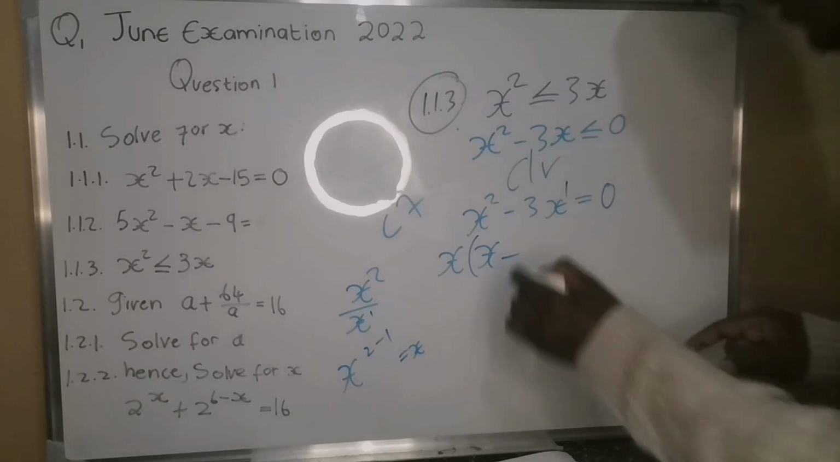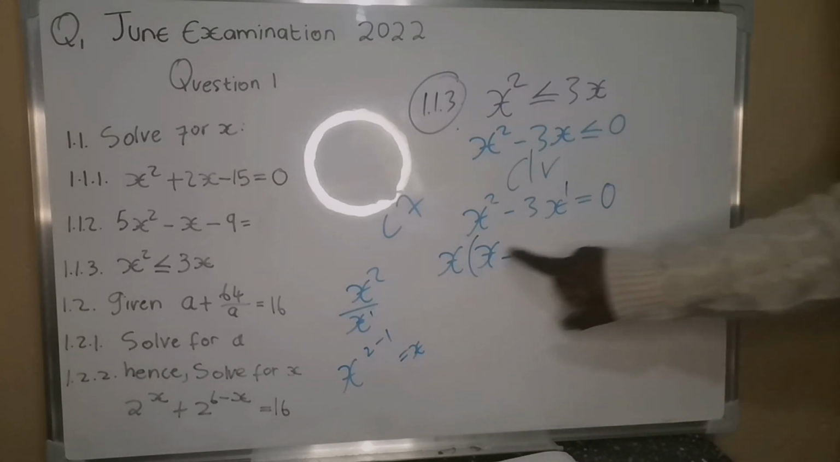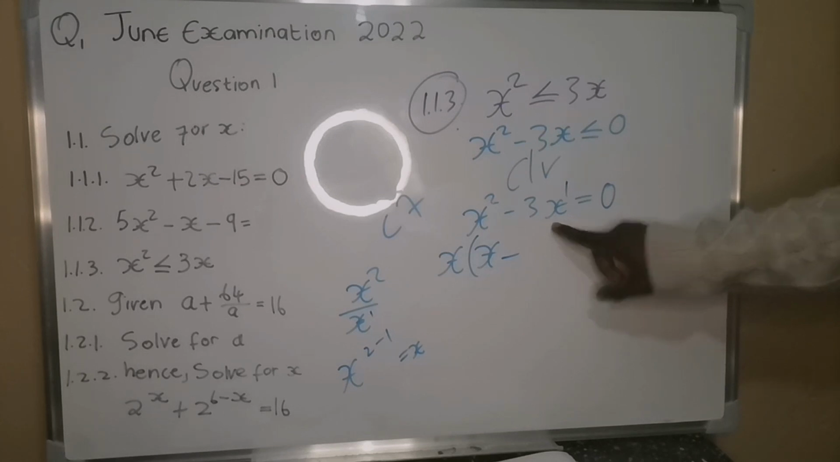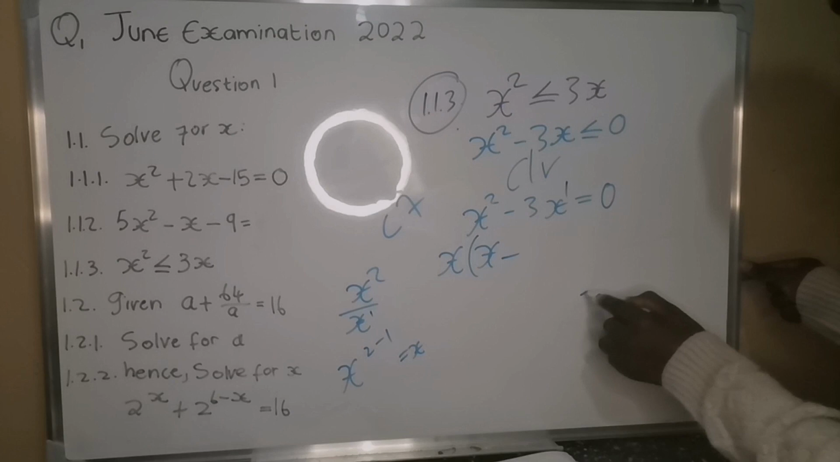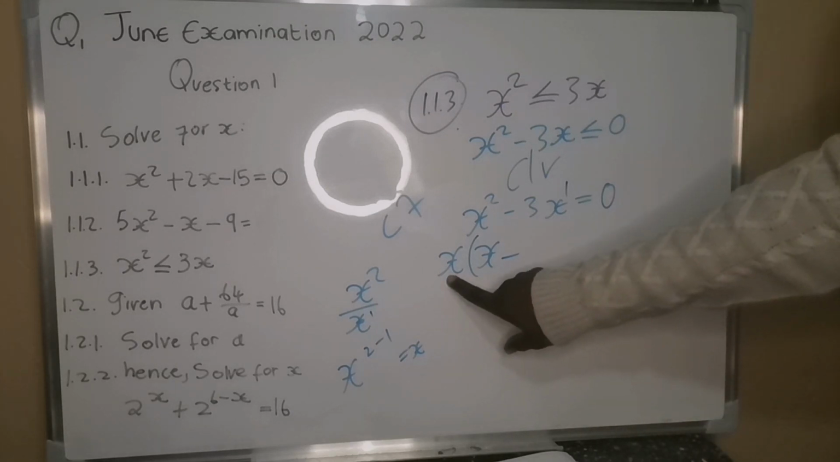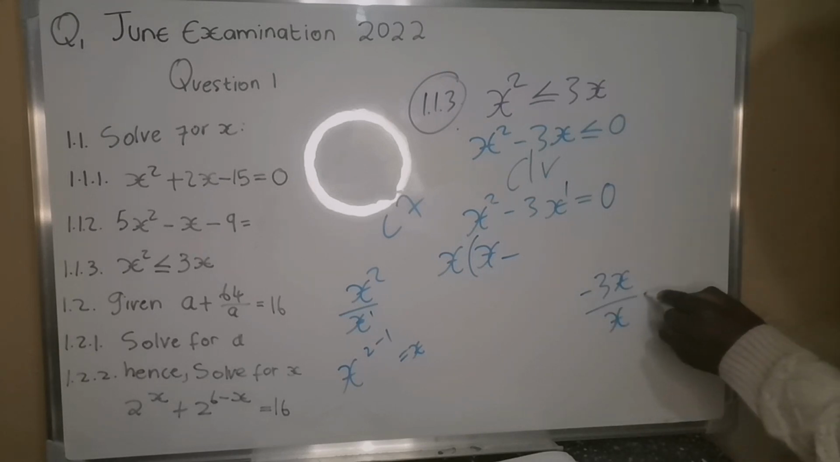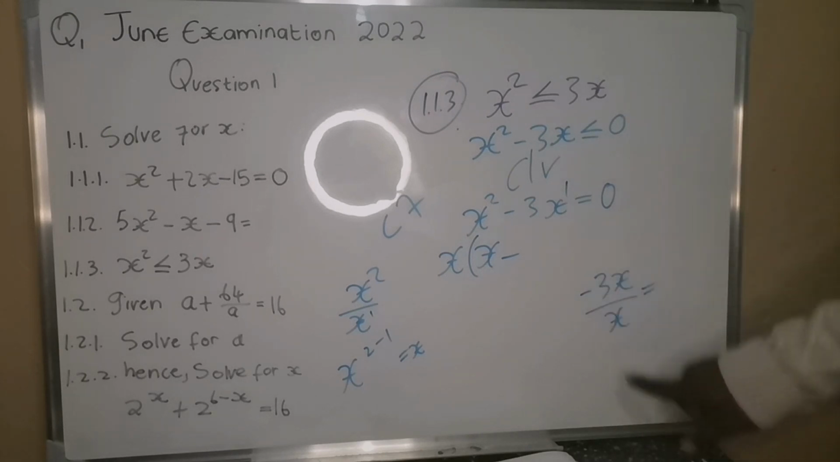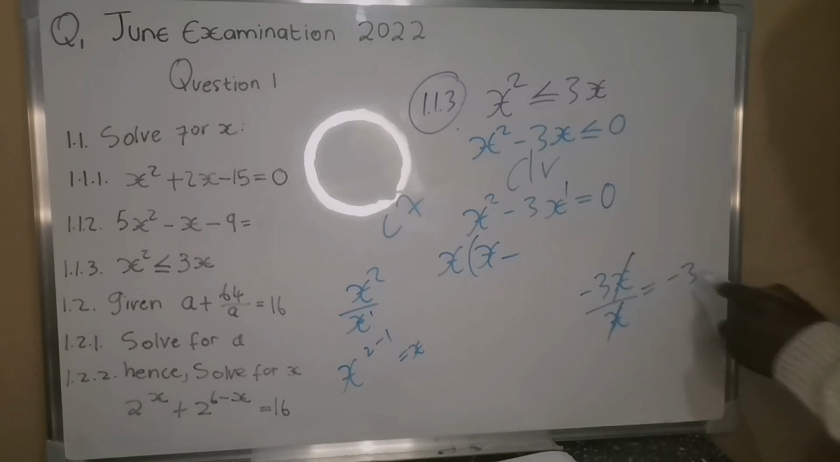Then minus, which term can I multiply with my common factor to give me negative 3x? Alternatively, you can take the same second term, negative 3x, and divide it by your common factor, which is x. If you divide the same bases, they cancel each other. Therefore, x cancels x, and we're left with negative 3.